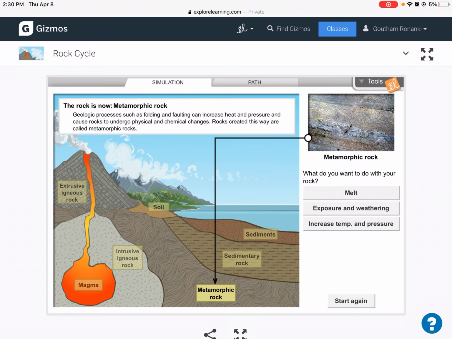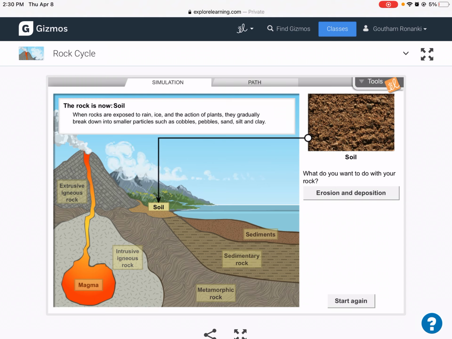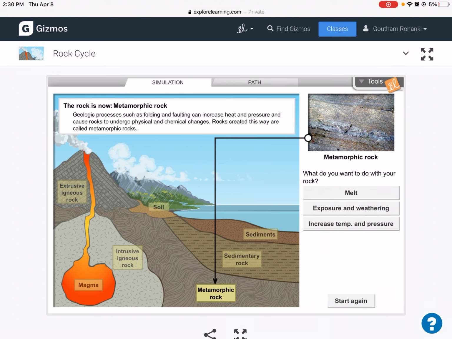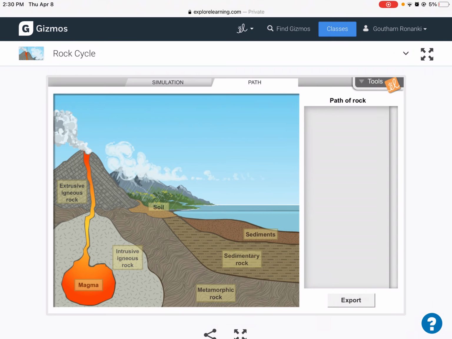Now let's check metamorphic rock. If you melt it, it's magma. If you expose it to weathering, it's soil. And if you increase the temperature and pressure, it goes back to metamorphic rock. So let's just start it again.